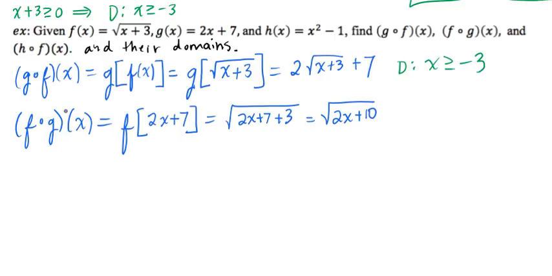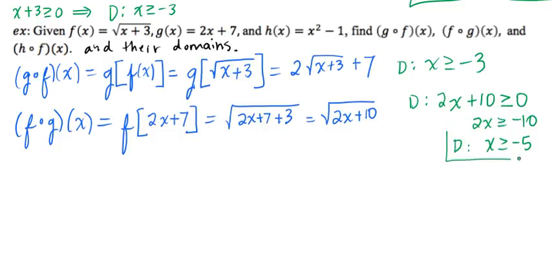Now the domain of g still has to apply, but the domain of g is all real numbers, so actually there's no restriction there. Instead, we need to focus on the fact that what is under this radical has to be greater than or equal to 0. So for this domain, 2x plus 10 has to be greater than or equal to 0. Solving this for x, we get that 2x must be greater than or equal to negative 10, and x must be greater than or equal to negative 5 when we divide by 2. So that's the domain of this combined function.